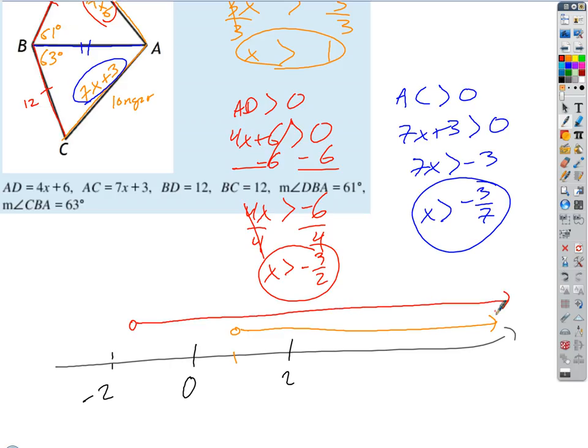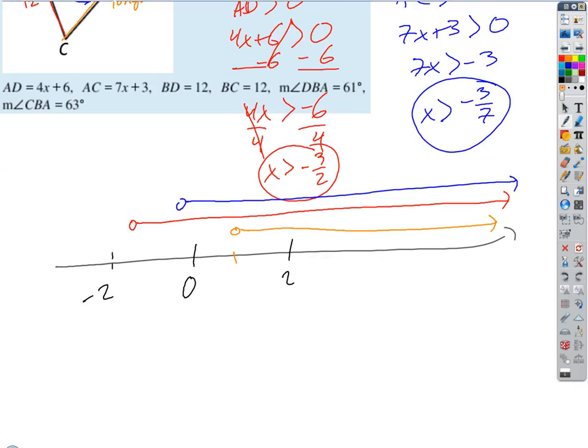Okay, last one. X is greater than -3/7. So Hannah, what's that going to look like? Where's my open circle go? -3/7. So that's pretty close to -1/2, right? So something like maybe like this right here. Open circle goes to the right or the left? To the right. Okay, so then the question is, where's the place where all 3 of those are shaded?